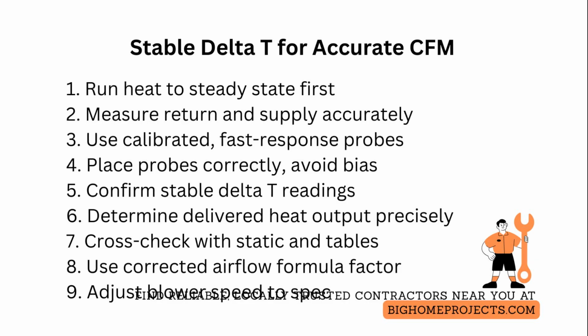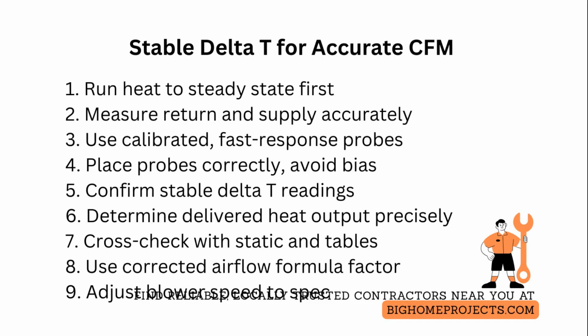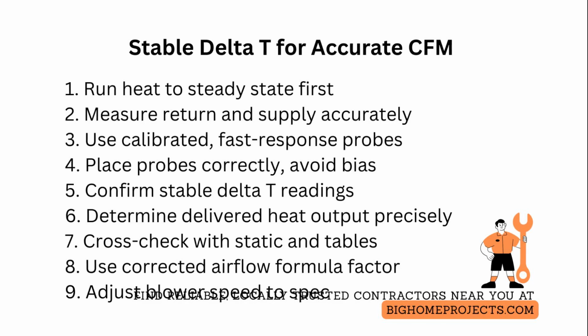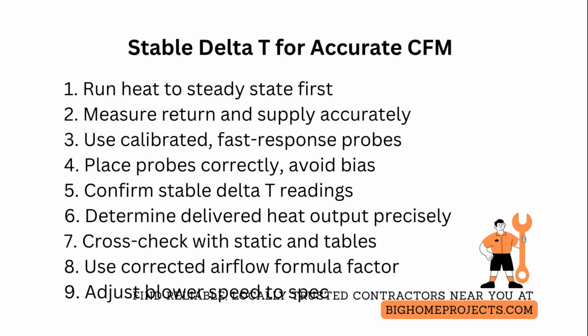Measure total external static pressure and verify blower speed tap and fan table airflow estimate as a cross-check. Temperature rise airflow should be within about 10% of the fan table value. Use the airflow formula. Airflow cubic feet per minute equals output British thermal units per hour divided by 1.08 times delta T for standard air.